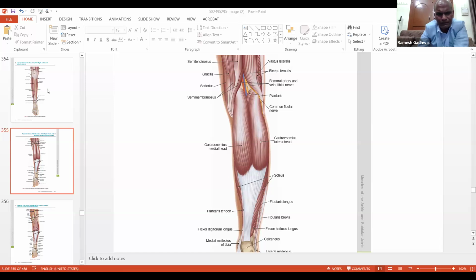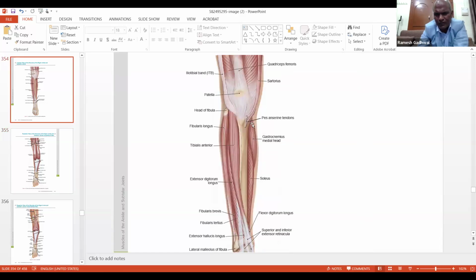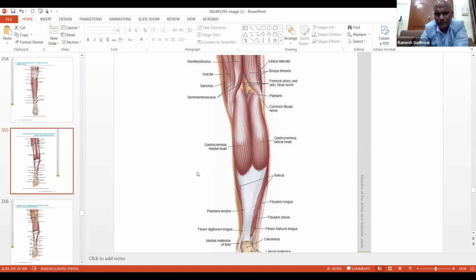This is the front side of the knee and this is the back side of the knee. Then if you see the relationship, gastrocnemius and biceps femoris, they are attaching like this, fixing.